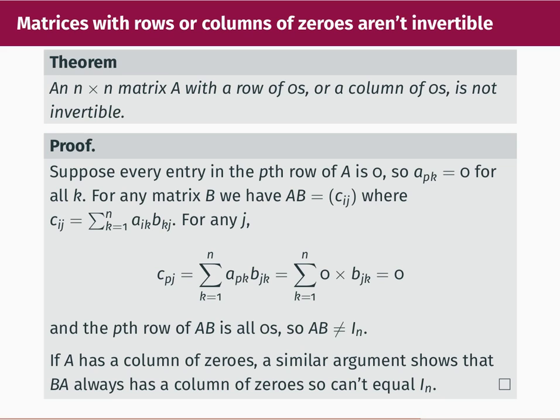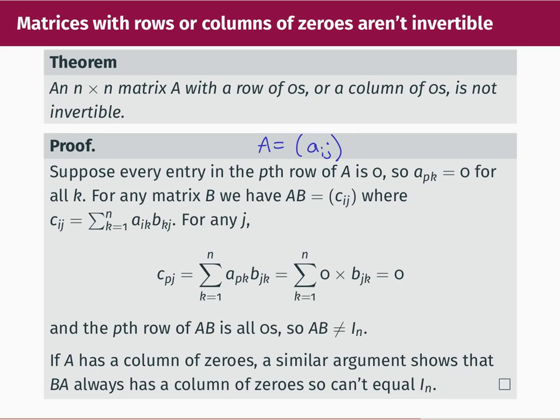Let's do the proof of this. So let's suppose every entry in the pth row of A is 0. And if we write, as usual, A to be the matrix whose ij entry is a subscript ij, then the entries in the pth row are a_p1, a_p2, up to a_pn, and we're assuming that those entries are 0.